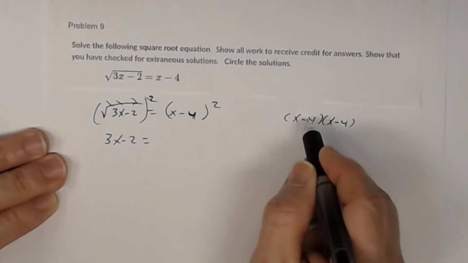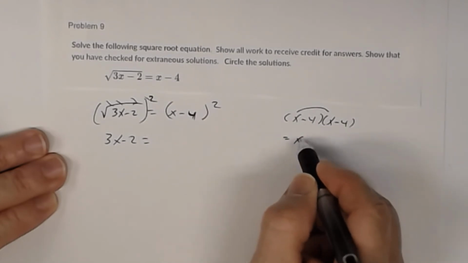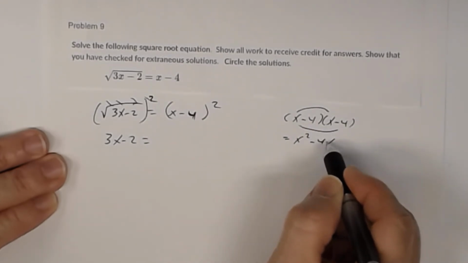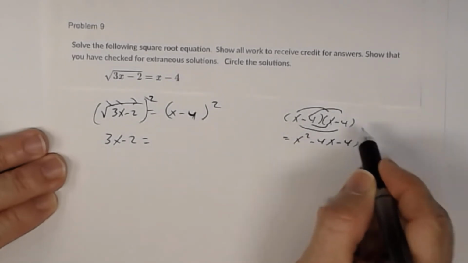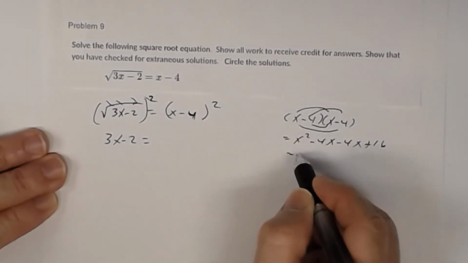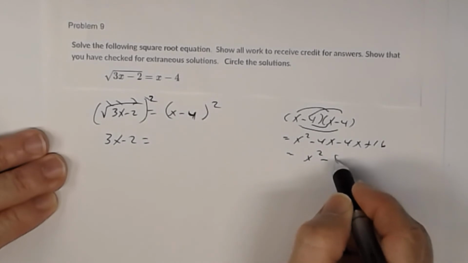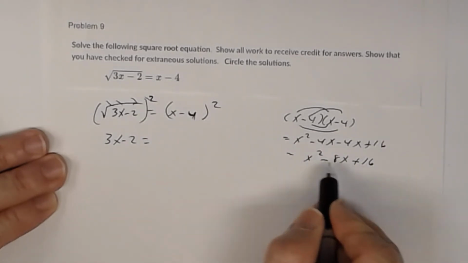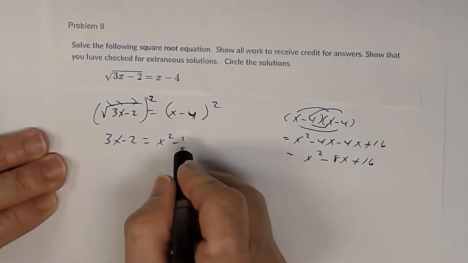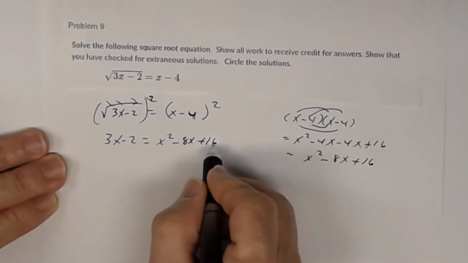And so when you FOIL this out, you get x times x is x squared. The outer is a negative 4x. The inner is a negative 4x. And the last, a negative 4 times negative 4 is a positive 16. And you get x squared minus 8x plus 16, and that goes here. So this is this: x squared minus 8x plus 16.